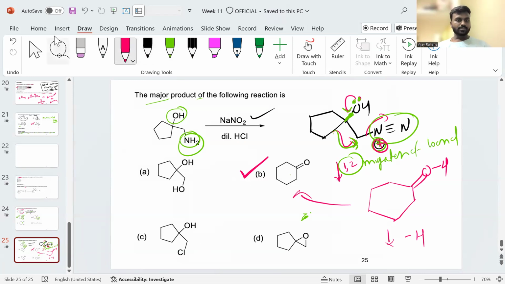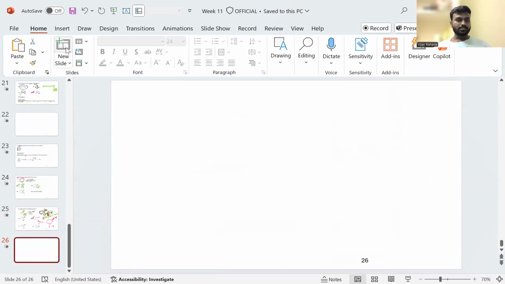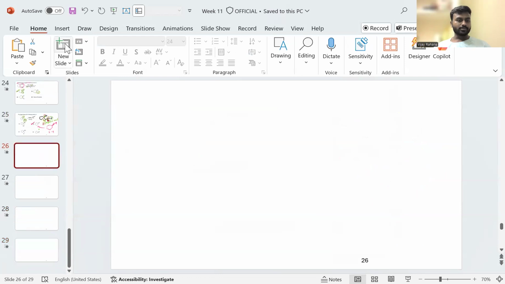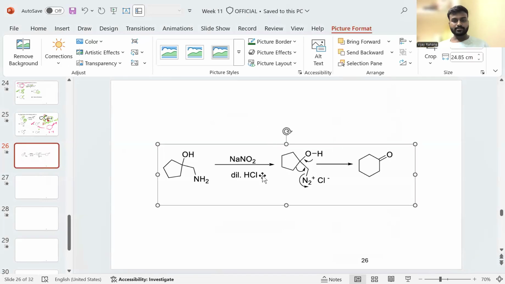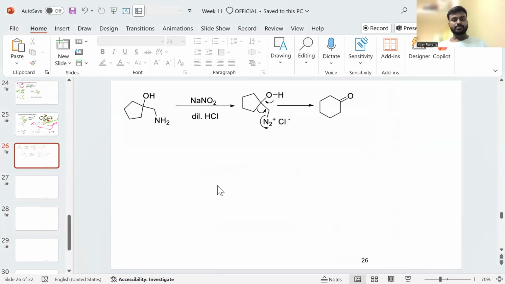And I will also put the detailed mechanism here for your understanding. You can refer to this mechanism. I will just put up the clear slide. Right, so this is the mechanism. You can refer to the slide.